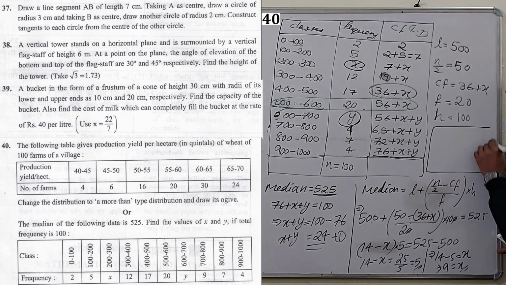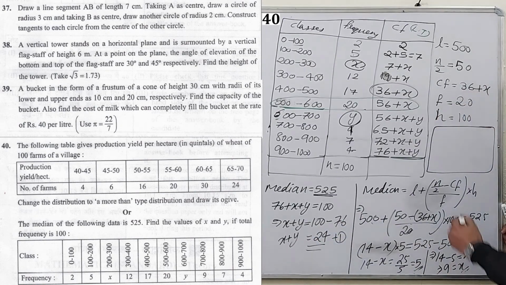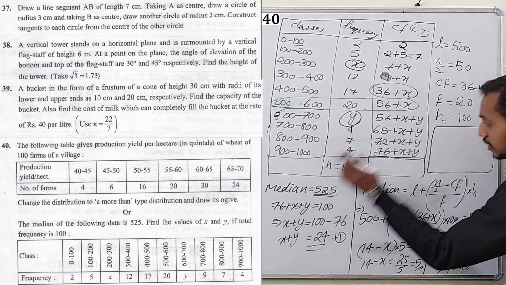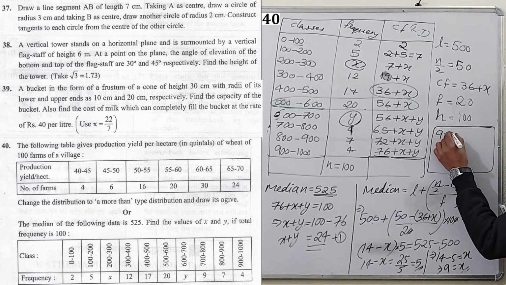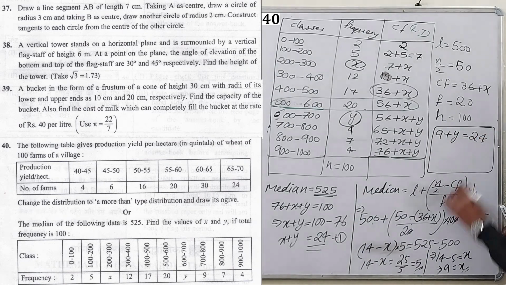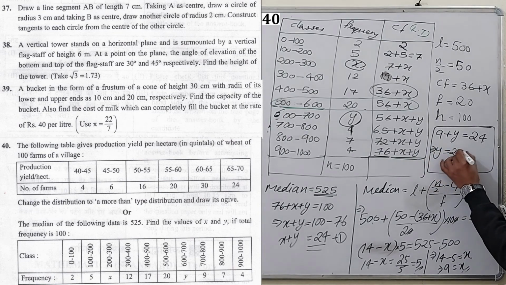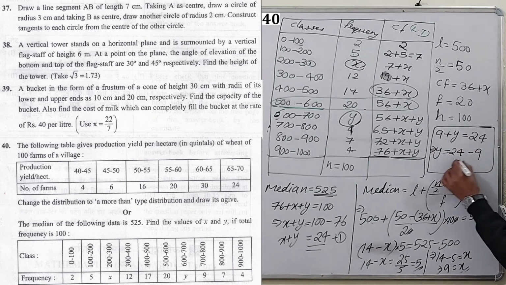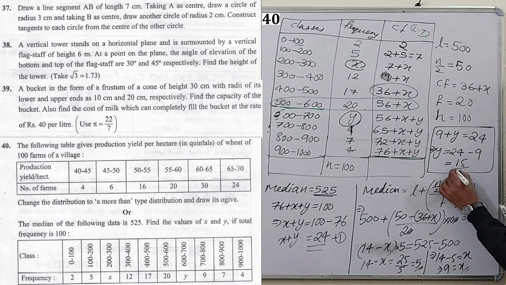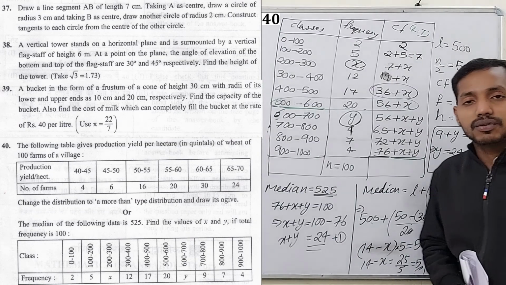Now we need to get the value of y. After getting the value of x, just substitute the value of x in equation number 1. That is 9 plus y is equal to 24. That implies y is equal to 24 minus 9, which is equal to 15. So the value of x is equal to 9 and the value of y is equal to 15. Okay.